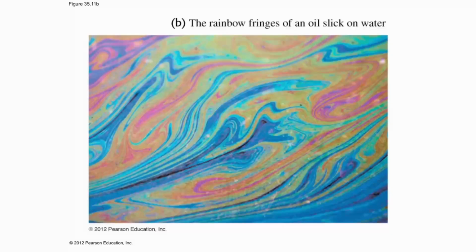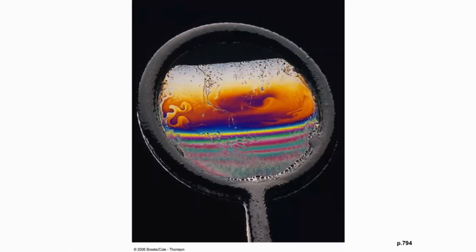So in that situation, you have air, and then this very thin layer of oil, and then a very thick layer of water. We call it the substrate, the material that the thin film is sitting on. So you have your substrate, your thin film, and then you have the superstrate, the incident material, where the light is originally traveling.